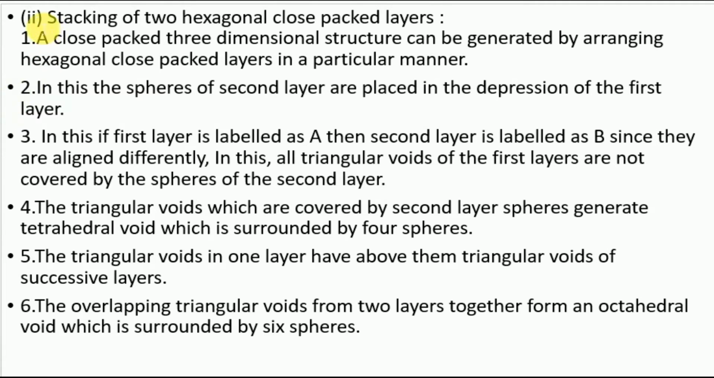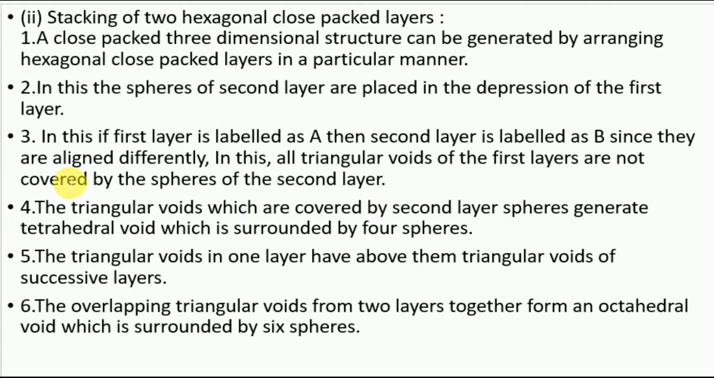So, second point of this answer is stacking of two hexagonal close packed layers. First point is, a close packed three-dimensional structure can be generated by arranging hexagonal close packed layers in a particular manner. Second point is, in this, the spheres of the second layer are placed in the depressions of the first layer. Third point is, in this, if the first layer is labeled as A, then the second layer is labeled as B.